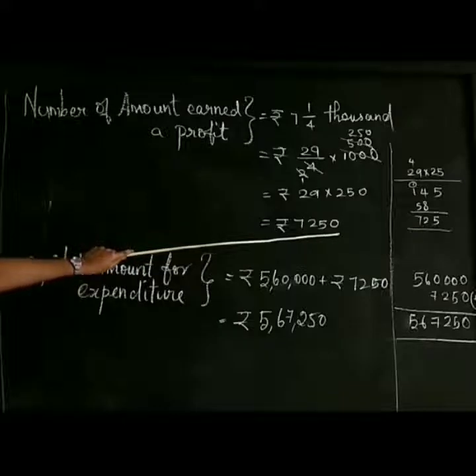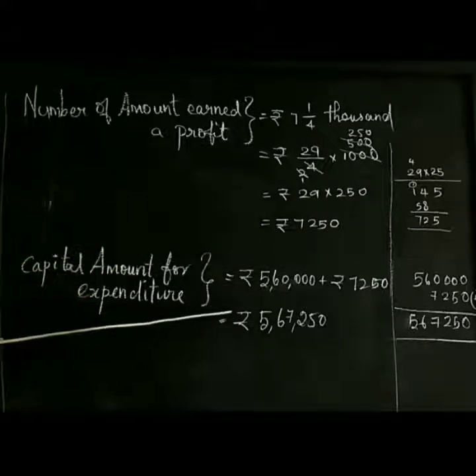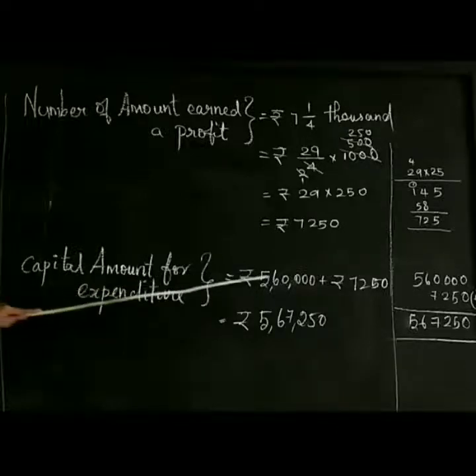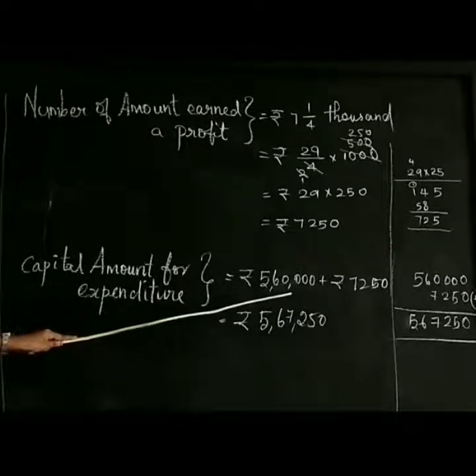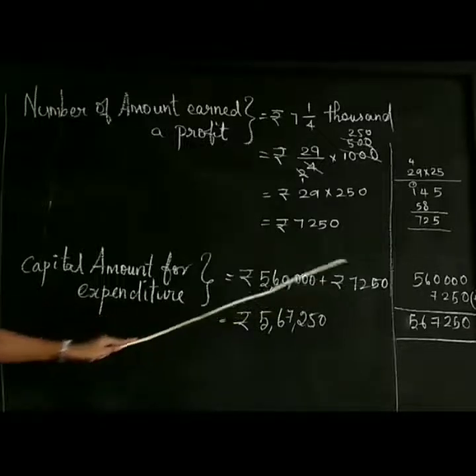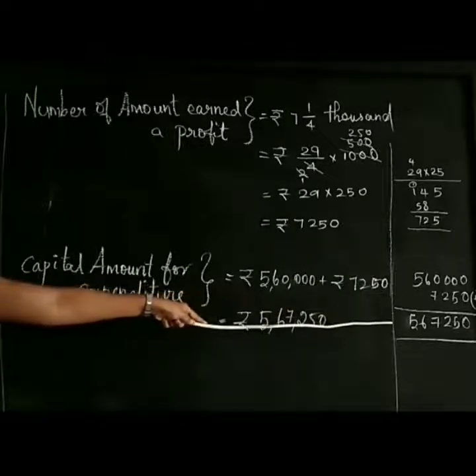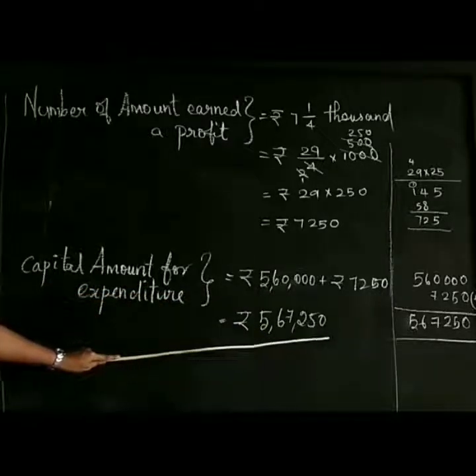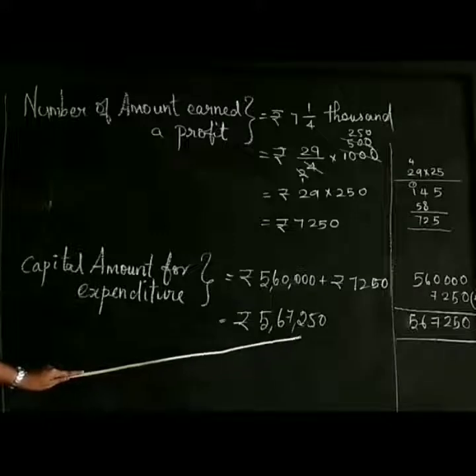What is your final question? You want to find the capital amount for expenditure. Capital amount is nothing but the total amount. So 5,60,000 he invested. He got profit as 7,250. So if you add these two, you get the final answer. At last, how much amount does he have?